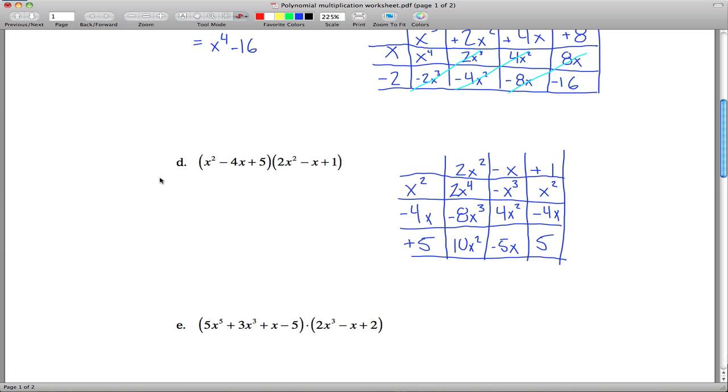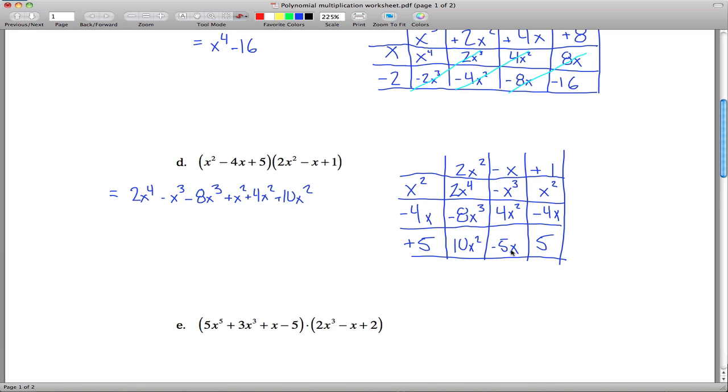So we have all this mess. Let's see, this is equal to 2x to the 4th. Now I'll write my x cubed terms, which we got negative x cubed and negative 8x cubed. My x squared terms, I got plus x squared, plus 4x squared, and plus 10x squared.